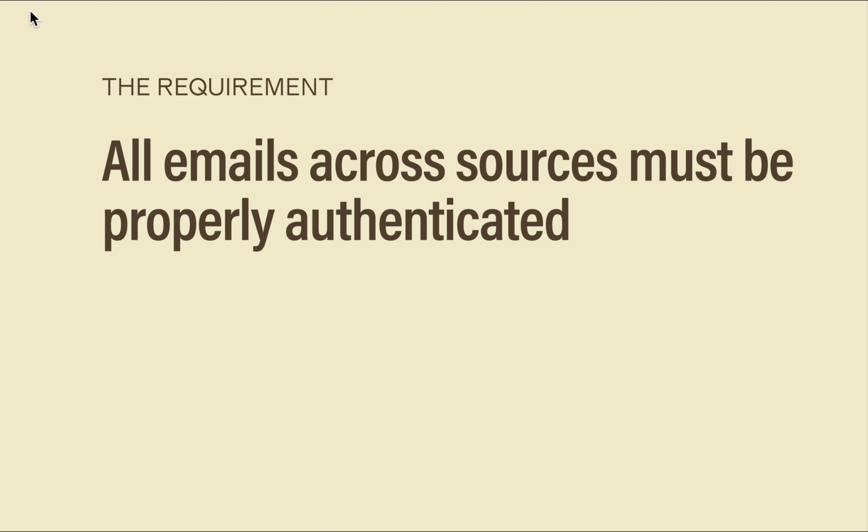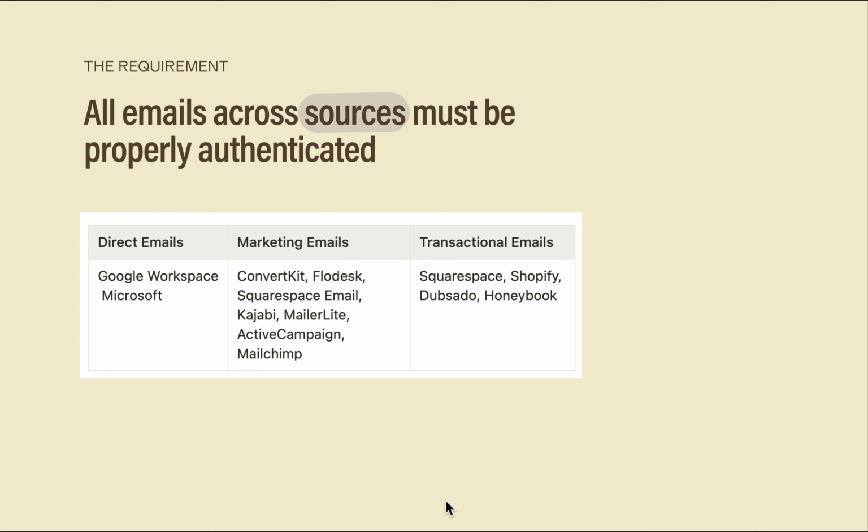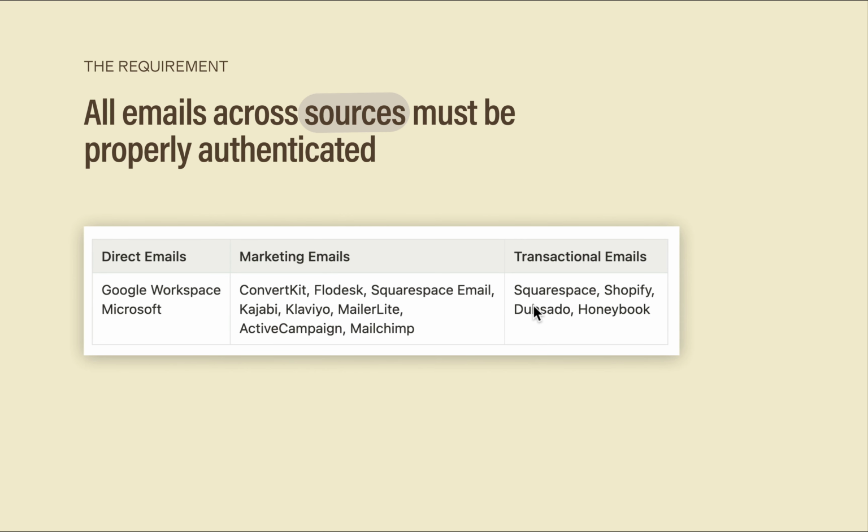Now let's define two things. First, what are email sources? Our emails can come from a spectrum of sources. Here are the main categories. We have direct emails, marketing emails, and transactional emails. Here are the tools or tech that we use for each category.